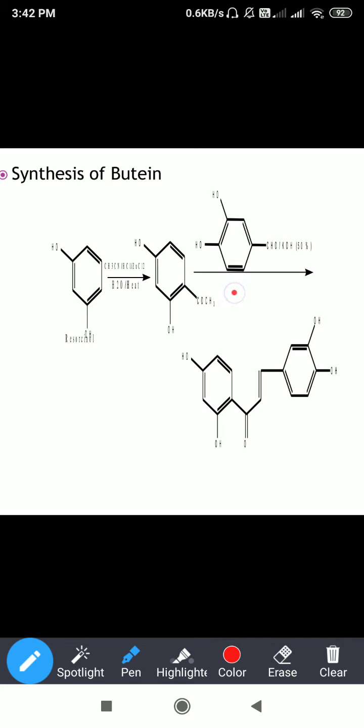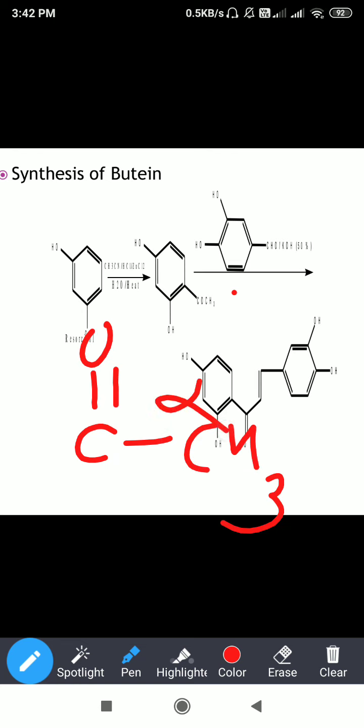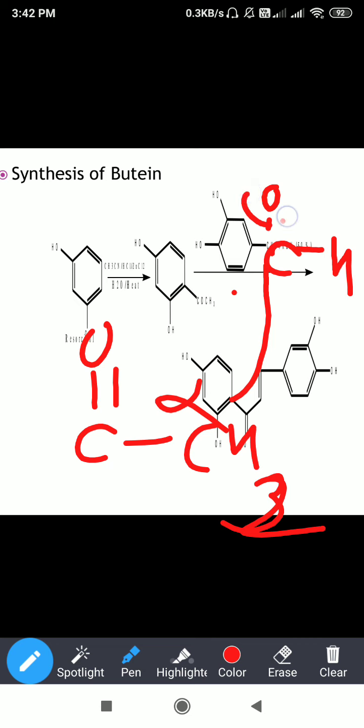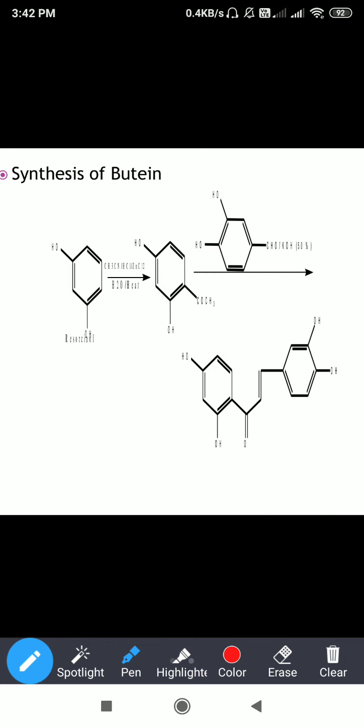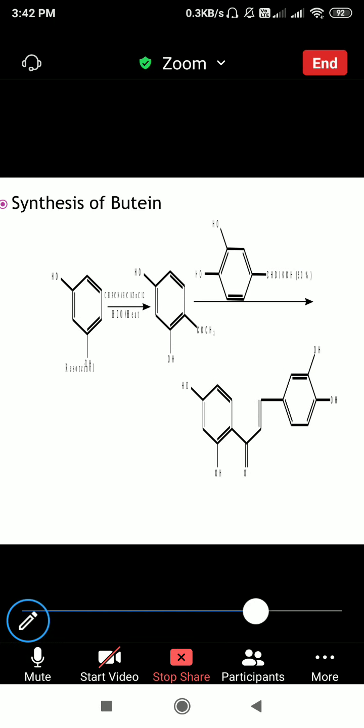Basically here a base abstracts a proton from this alpha carbon of the carbonyl group, it will become CH2 negative. Now this CH2 negative attacks on the C double bond O and this pi bond opens on this oxygen. Now this oxygen becomes negatively charged, then OH formation takes place, then with the removal of a water molecule here double bond formation takes place and we get the final product, that is the butene.